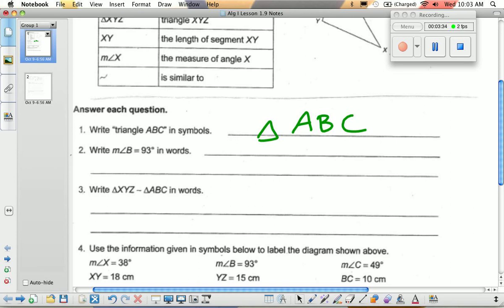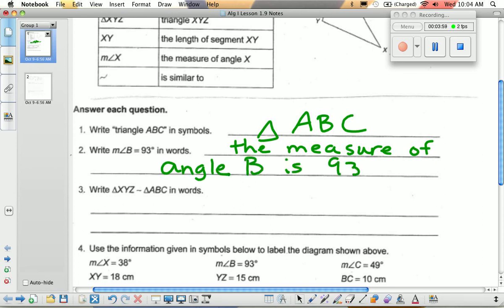Okay, what does little m, that slanted capital L, and then a capital B equals 93 degrees in words? What is that really telling us to do? Todd? The measure of angle is 93 degrees. The measure of what? Angle B. Okay, the measure of angle B is 93 degrees. So if that was in your homework, and all it said was little m, that angle symbol, B, and that's all it had there, you would need to know that it's asking you to give the measure of angle B.